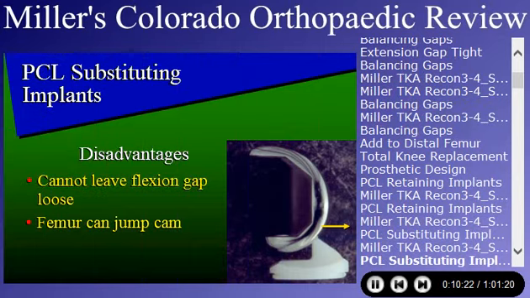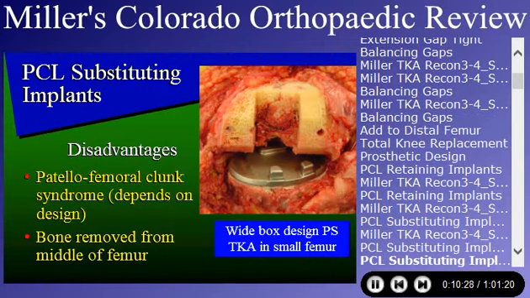The disadvantage here is you can't leave the flexion gap loose. The femur can jump the cam. Yeah, I'll show you. I have an x-ray example on it next. One of the other disadvantages is that you can develop a patellofemoral clunk syndrome, and I'll talk about it in another lecture. That's where you get scar tissue in that box.